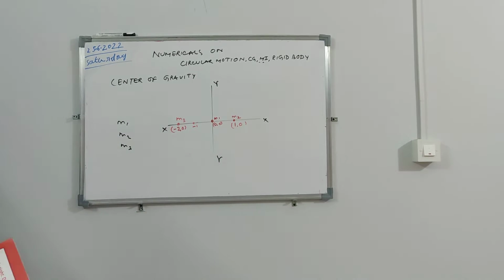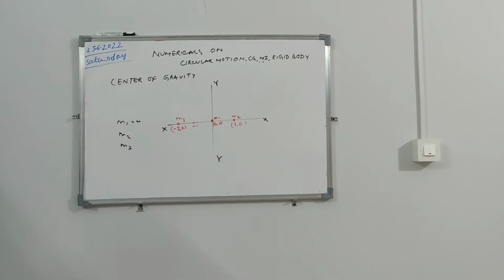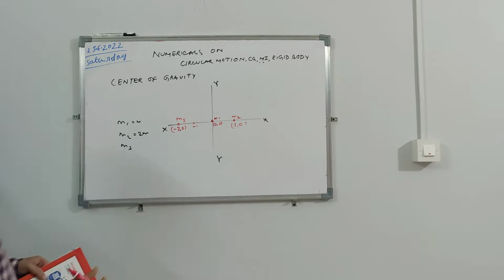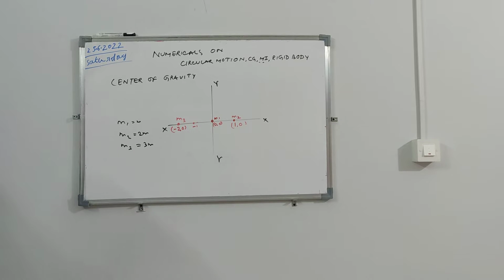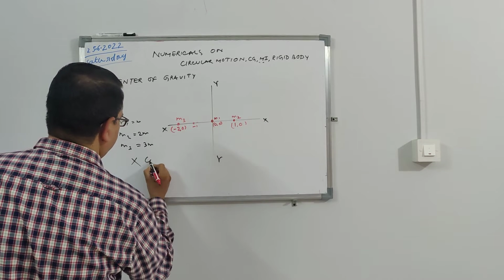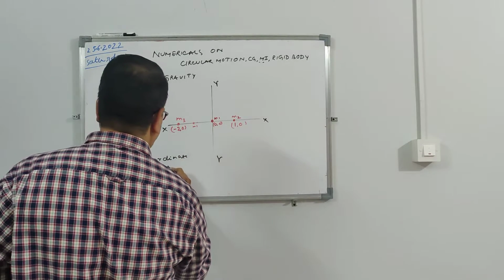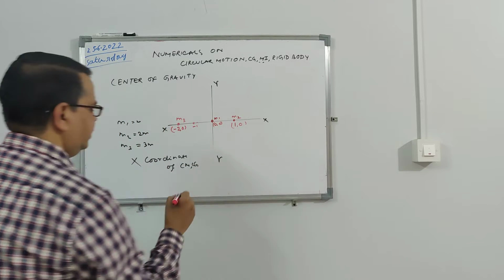Now they are saying m1 is equal to m, m2 is equal to 2m, and m3 is equal to 3m. Then the question is the x coordinate of the center of mass of the system. So the x coordinate of CG, center of mass or center of gravity, whatever it is.